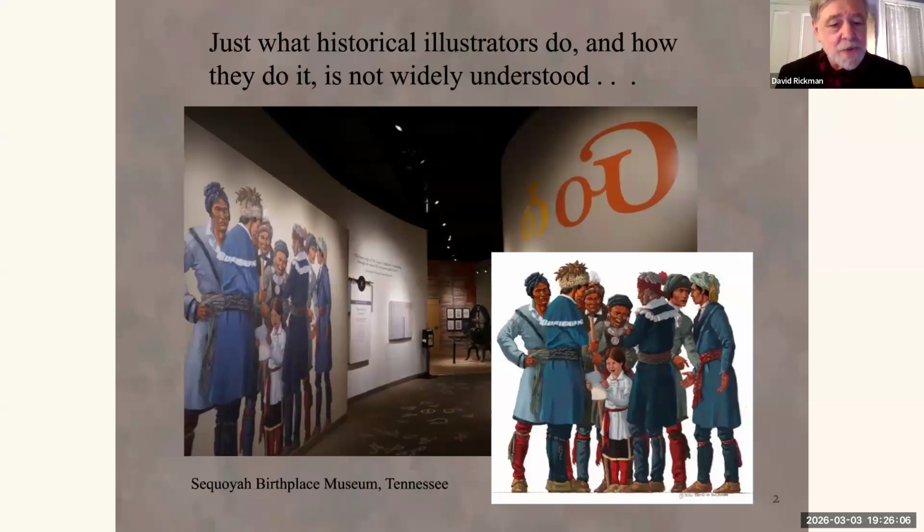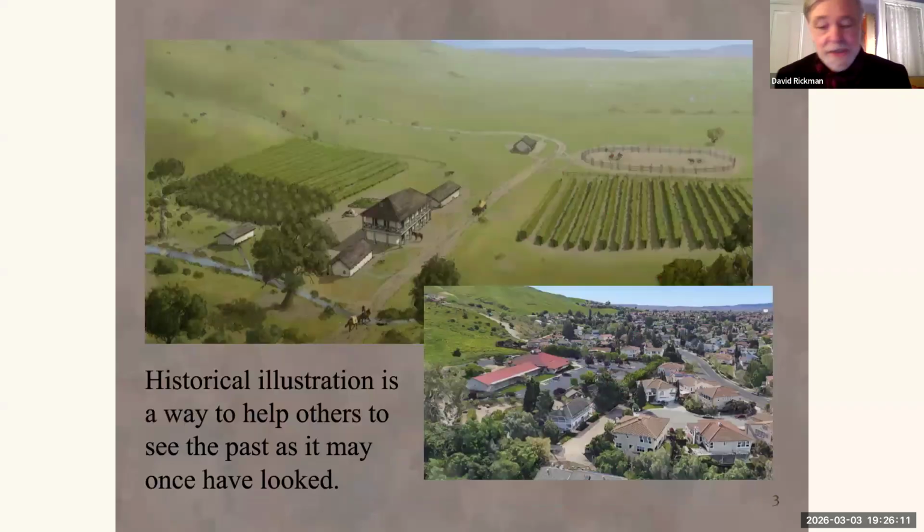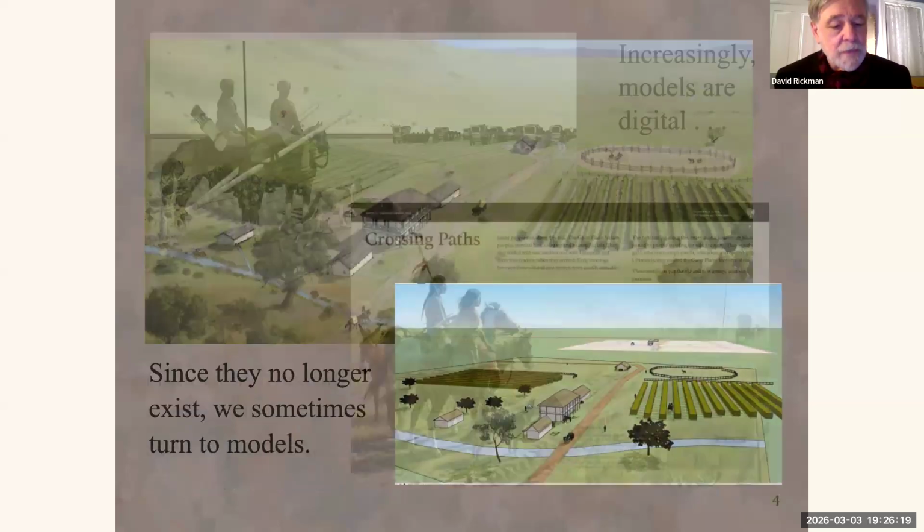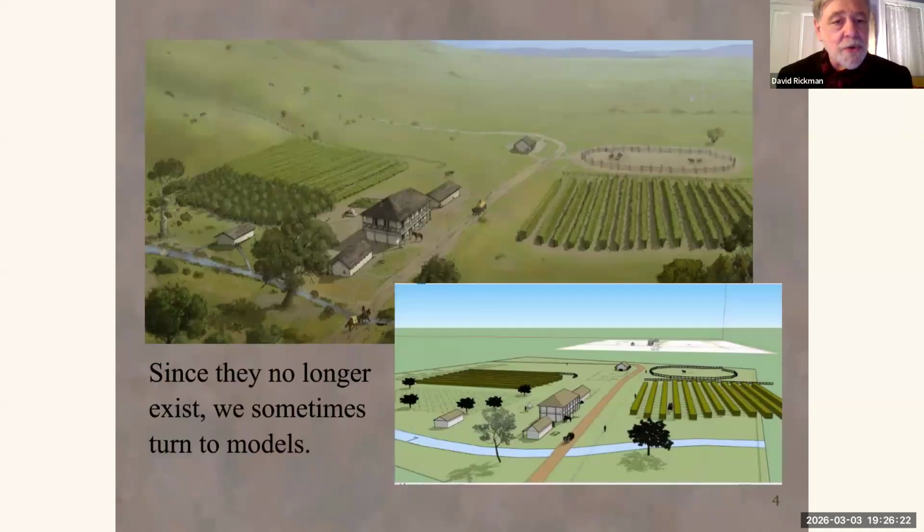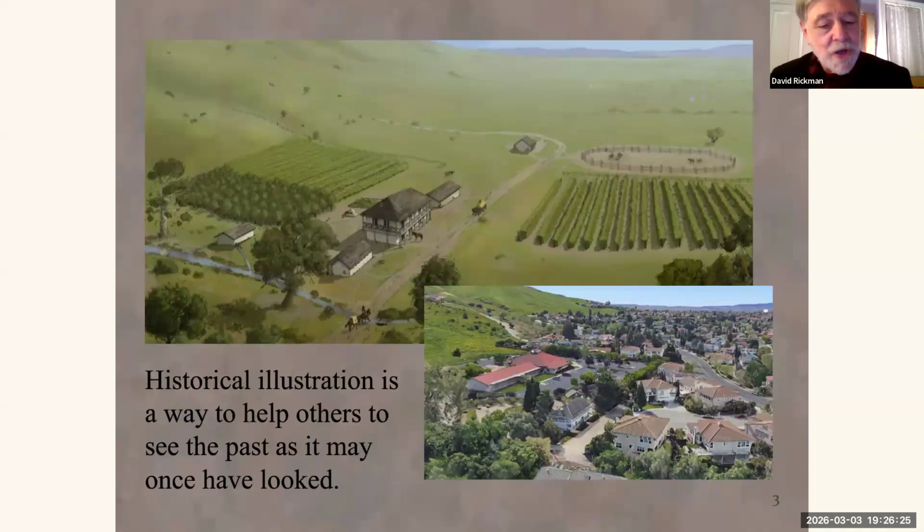Just what historical illustrators do and how they do it is not widely understood, even though their work is often seen in museums, publications, online. Historical illustration is a way to help others to see the past as it may once have looked. But while historical illustration does involve the artist's imagination, far more it requires the artist to understand and interpret data. This means problem solving, and sometimes the solutions an historical illustrator reaches can be applied to the research of others, as I hope to show you tonight.